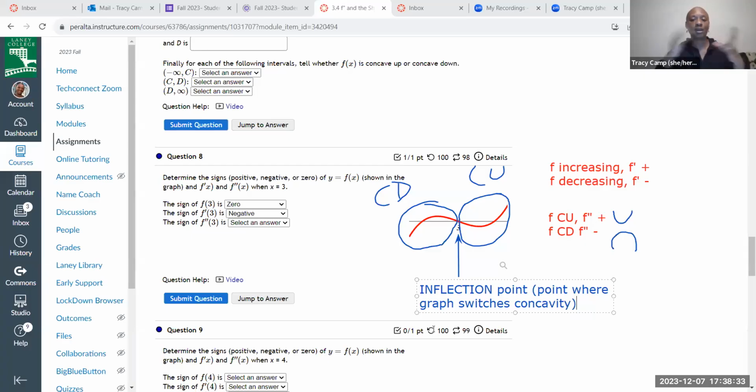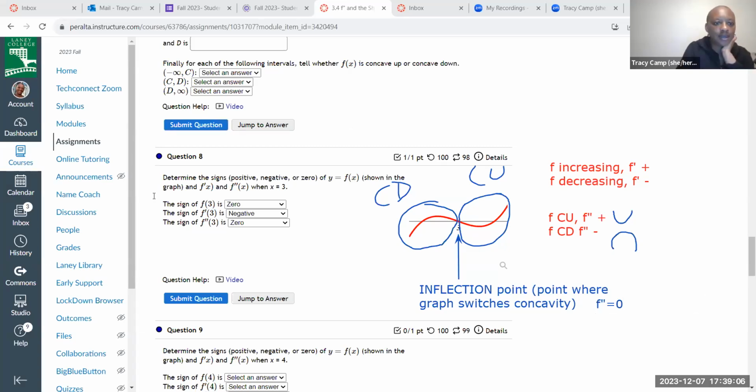So if it switches from concave down to concave up, then that means that f double prime is 0. Like at that point, at that 3, the graph's neither concave up nor concave down. It's the moment where it's switching. So for this, we would say that f double prime is equal to 0. Just type that here, f double prime equals 0 at that inflection point. So I hope that helps.